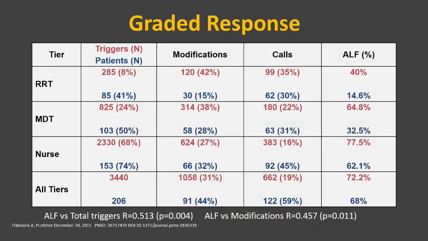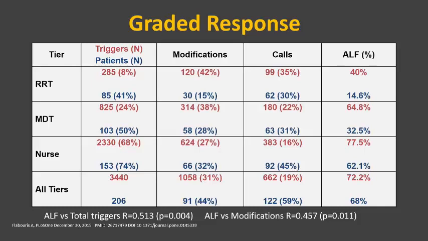And graded response. In our institution, we have 3 tiers of response: a nurse tier, a home team tier, and the rapid response team tier. As you would expect, the nurse-related triggers are a lot more prevalent. They made up almost 70% of all of the triggers. And interestingly, they weren't modified much. They weren't called much, and so in essence, they had a very high afferent limb failure rate as compared to the rapid response triggers.